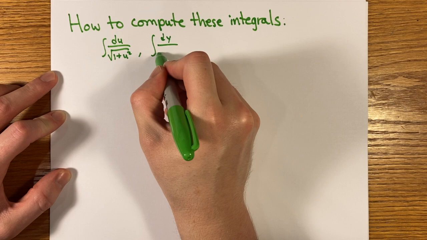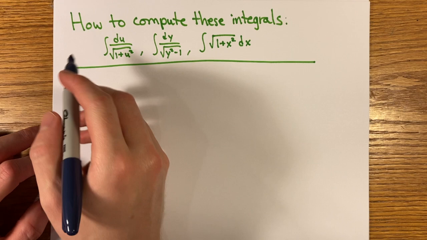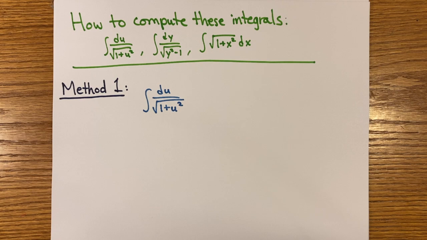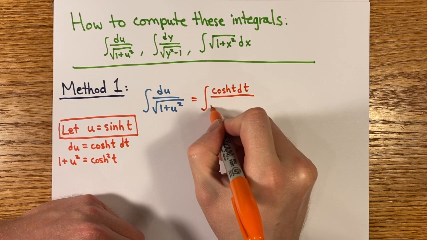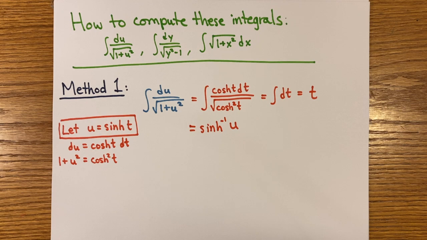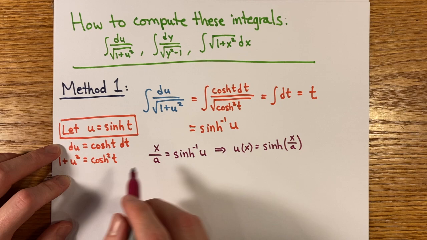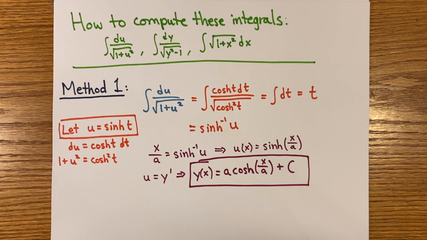Let's go back to the first version of the integral of du over square root of 1 plus u squared, which equals x over a. With hindsight, you can see that this integral defines an inverse hyperbolic sine. Substitute u equals sinh t, and the identities from the previous episode work to trivialize the integral. So u equals sinh(x/a). The constant of integration is 0 since we're choosing coordinates where the lowest point of the chain is at x equals 0. And u is equal to y prime, so we get the solution y equals a cosh(x/a) plus c, the equation of the catenary.